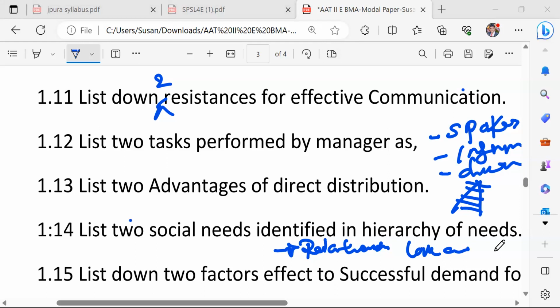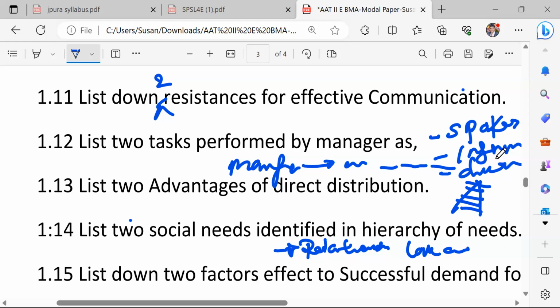1.13, list 2 advantages of direct distribution. Now, there is direct distribution as well as indirect distribution, right? A manufacturer can distribute through a distribution channel, maybe going to a wholesaler, then a retailer, and finally to the customer. That is indirect distribution. In direct distribution, the manufacturer goes directly to the customer.